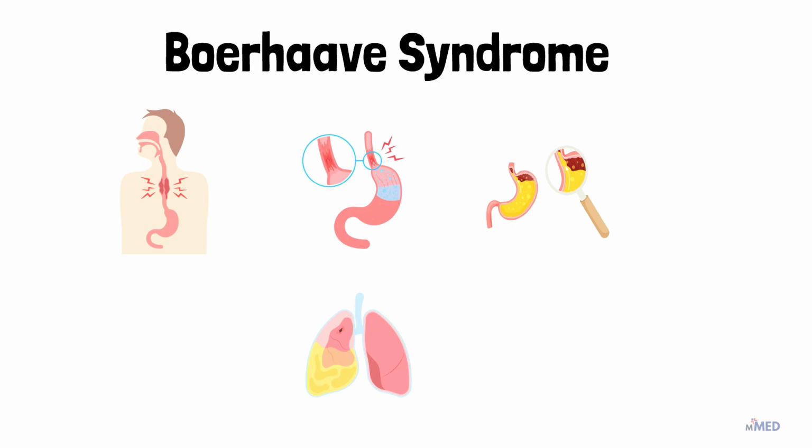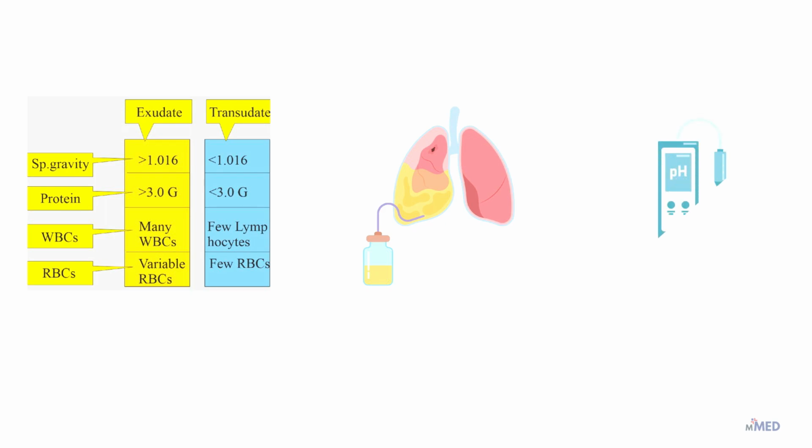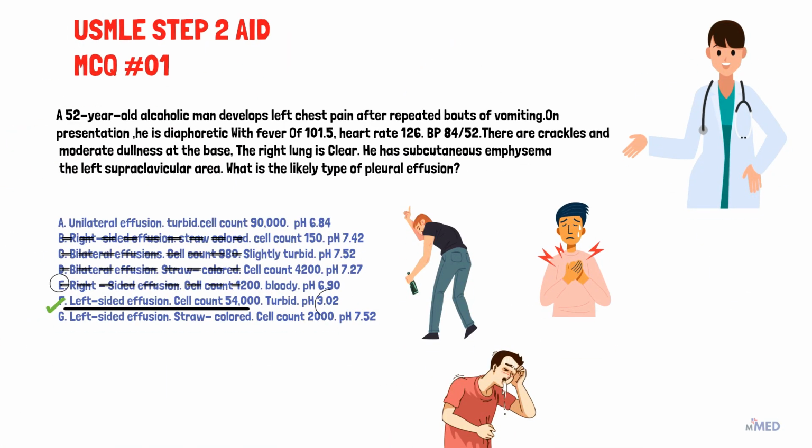By categorizing the effusion correctly as exudative, we can differentiate it from transudative effusions and guide our management accordingly. In this case, the very low pH of the pleural fluid is a key indicator of gastric acid presence, distinguishing Boerhaave syndrome from other causes.